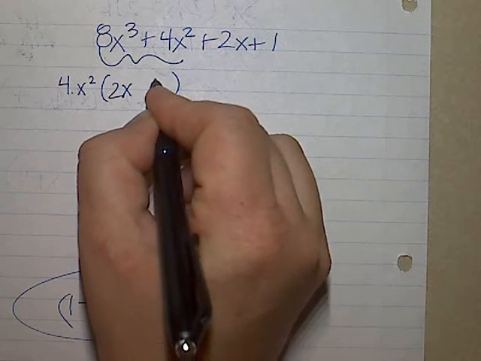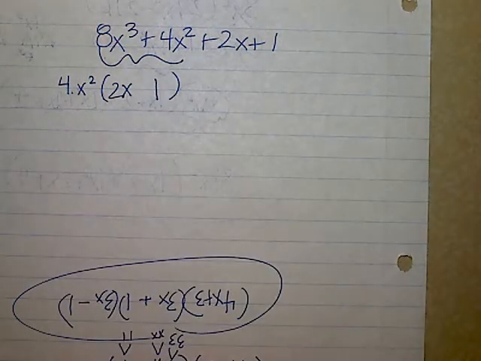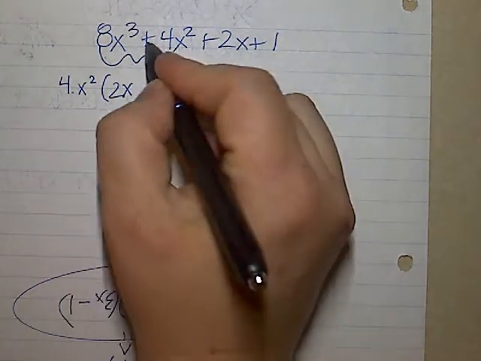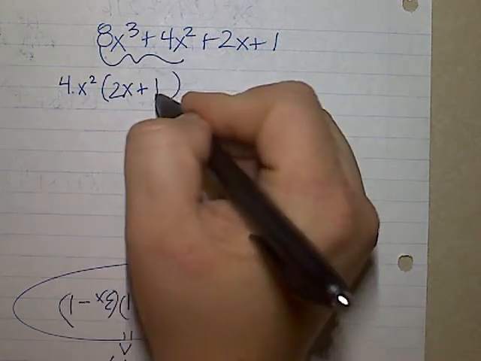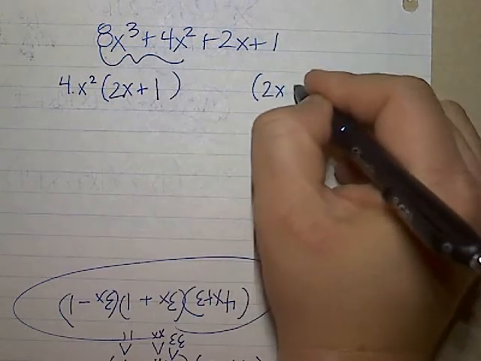4 times 1. Now, the mistake a lot of students make is they just write it like this. You need to put a sign in front of the 1. I want it to be positive. And I need 2 x's. I already have it. I'm going to copy and paste what I had and put it in back.